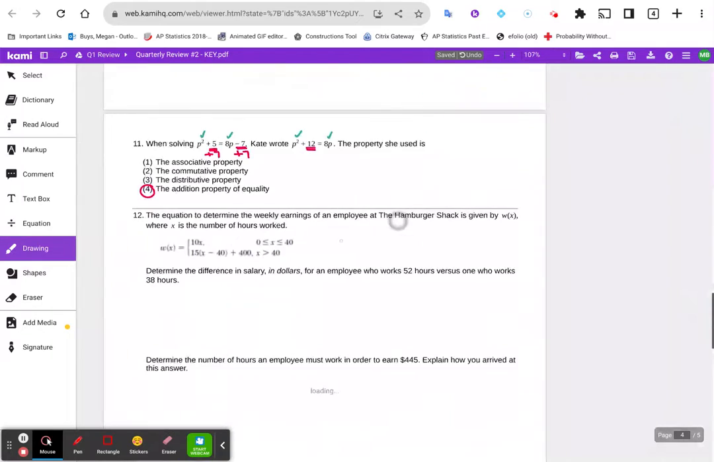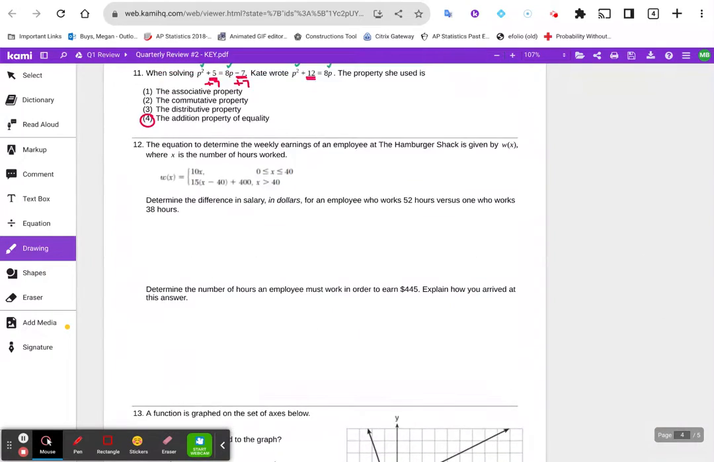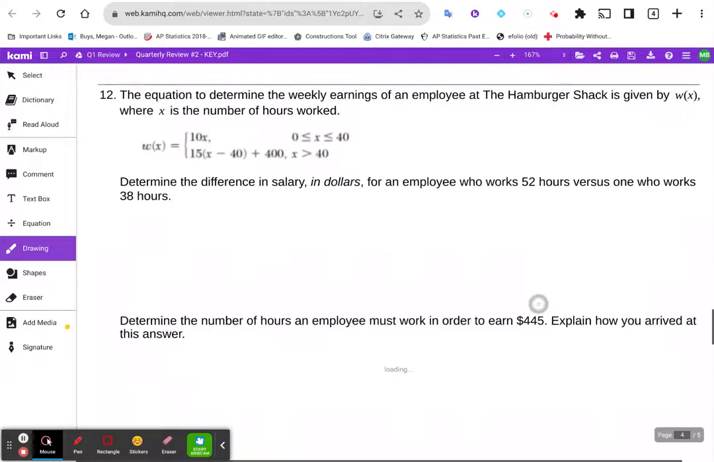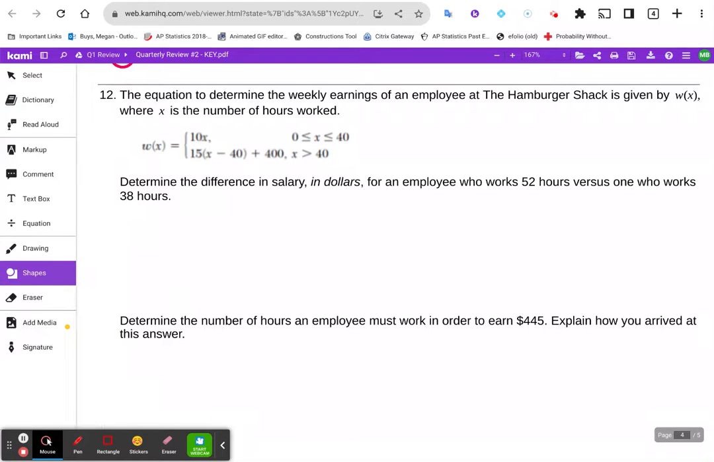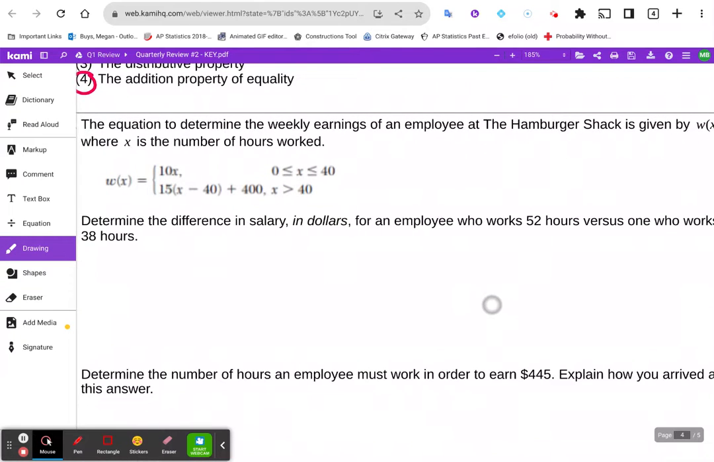Okay. I think we've got just 2 more. And these 2 are our most recent unit, our piecewise functions unit. So in this next one, the equation to determine weekly earnings of an employee at the Hamburger Shack is given by W of X, where X is the number of hours worked. Determine the difference in the salary in dollars for an employee who works 52 hours versus one who works 38. So this is really a plug-in question, and we're just looking at where we would be plugging in. So I'm going to start with this 52 hours.